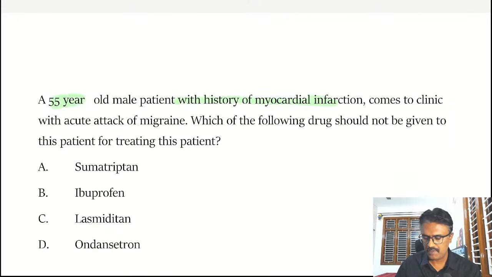A 55-year-old male patient with history of MI comes to clinic with acute attack of migraine. Which of the following drugs should not be given to this patient? Sumatriptan, ibuprofen, lasmiditan, ondansetron, which should you not give?